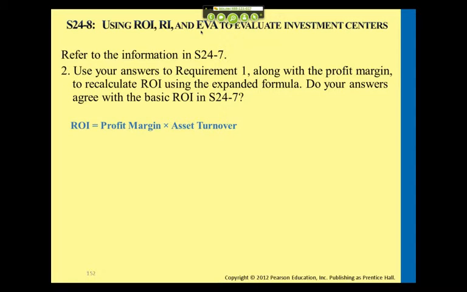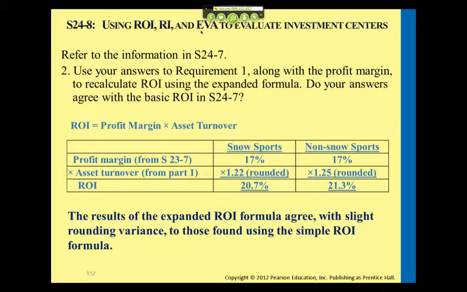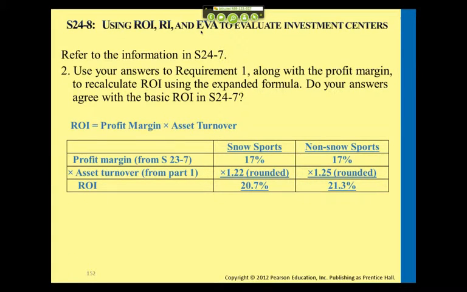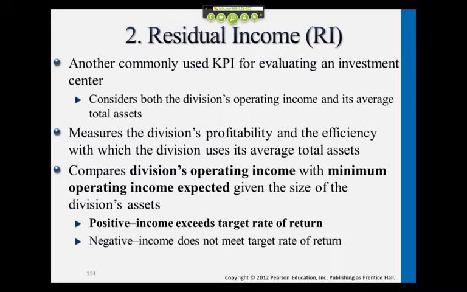So let's look at the second one, residual income. If a question is asking what is the return on investment for, you remember the formula. It's so that the managers can investigate the profit margin and asset turnover and pinpoint where the broken link is, where the weak spot of the business operations is. All right, so residual income is the second one. We have another commonly used KPI here. So let's evaluate the investment center with residual income.